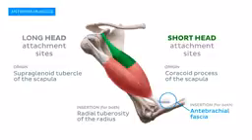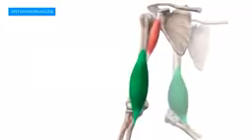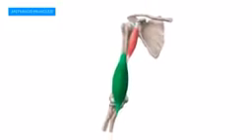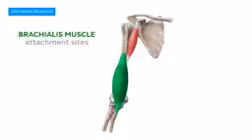Now let's move on to the second member of the anterior group, which is this muscle here that you see now highlighted in green. Now, can you guess what this muscle is? I'll wait a few seconds. Yes, it is indeed the brachialis muscle.